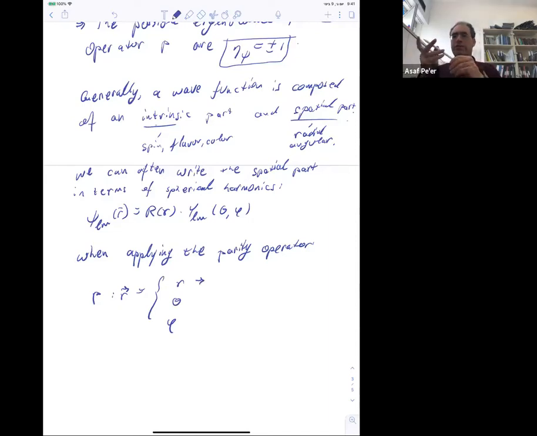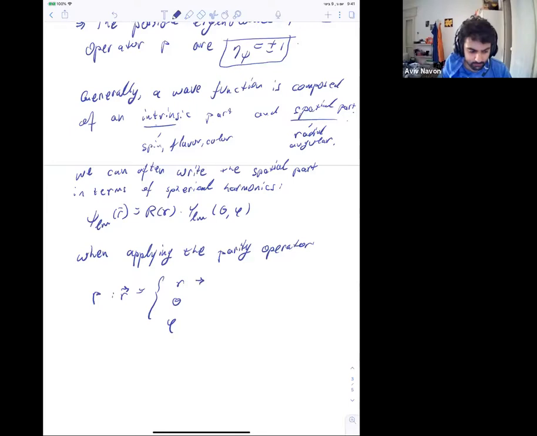Think of it: I have a vector, now I change the coordinates. What will happen to the vector? It just rotates, right? I just change the coordinates. So what happens to the radial part of the vector? Nothing. r goes to r.